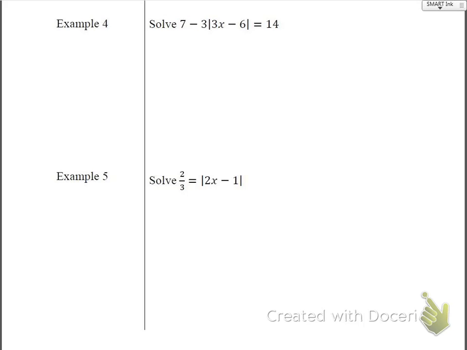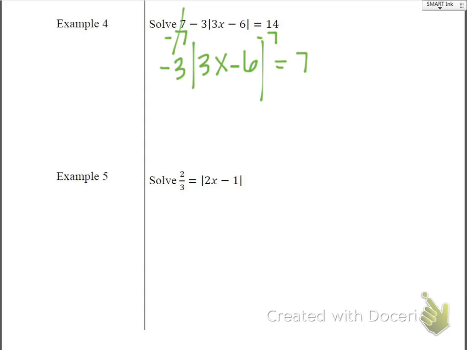So to get rid of that 7 first, I'm going to subtract 7 from both sides. And remember, it's the same rules as in algebra when you were solving. If you're solving, you get rid of addition and subtraction first, then you can multiply and divide. So you always subtract or add first when you're solving, and then you do your multiplication and division last. So this is going to give me negative 3 times the absolute value of 3x minus 6 equals 7.